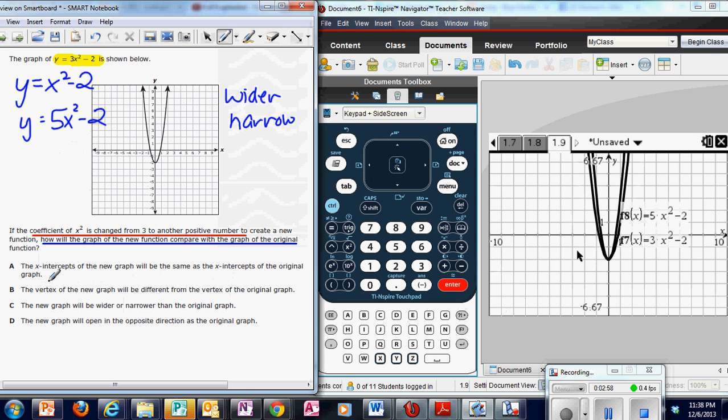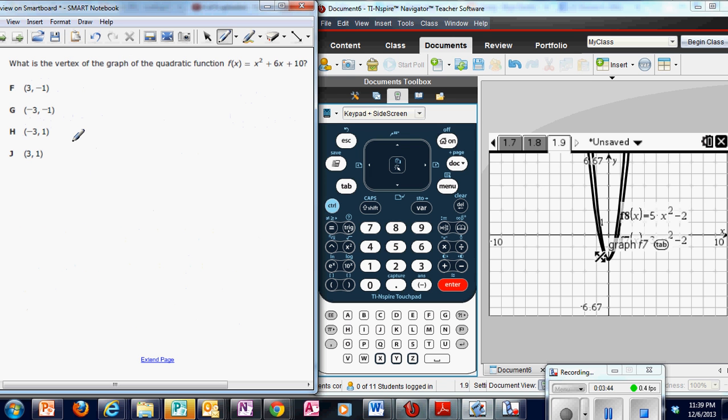So let's look at our answers. The x-intercepts of the new graph will be the same. Well, we know they're not the same. When you get wide or narrow, for sure your x-intercepts change. The vertex of the new graph will be different. Well, the vertex happens to be on the y-axis, and it is the y-intercept also because we don't see a linear term, so that's not going to work. The new graph will be wider or narrower than the original graph, and that's what it looks like. Let's read this last one to be sure. The new graph will open in the opposite direction. The sign of that coefficient of the quadratic changes that. So the answer is C.